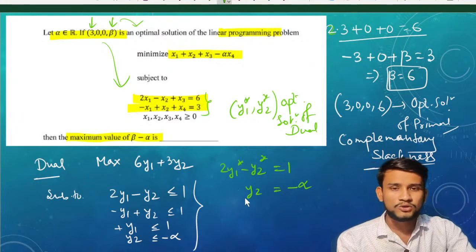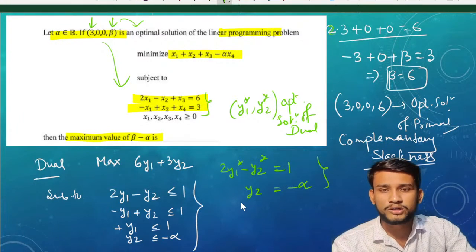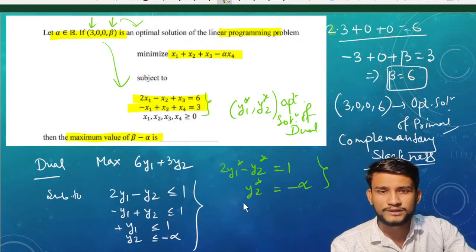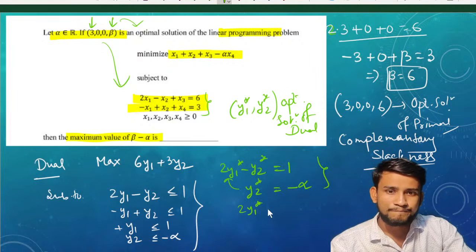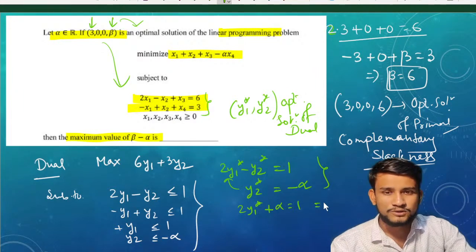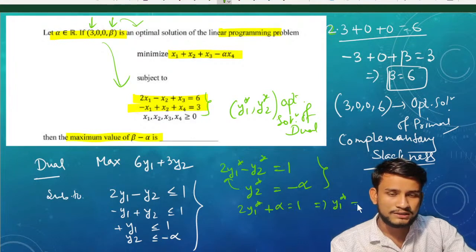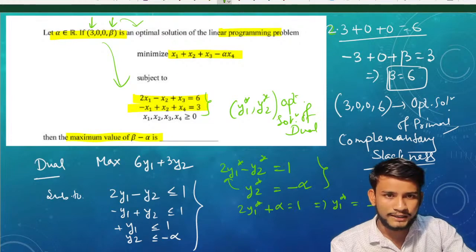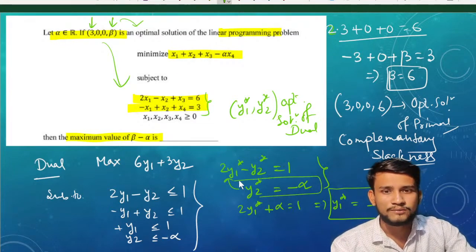Yes. So now we get two equations with two unknowns. Now put the value of y2 star from it into this equation. So 2y1 star minus minus alpha, so plus alpha, is equal to 1. So this means y1 star is equal to what? This is equal to (1 minus alpha) by 2. So we get the value of y1 star and y2 star from here.